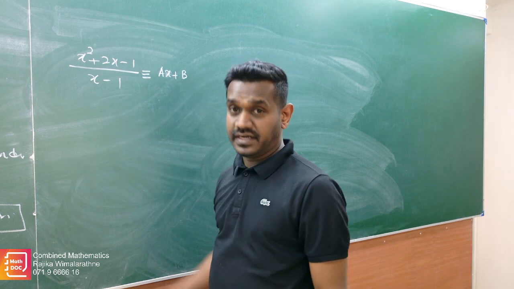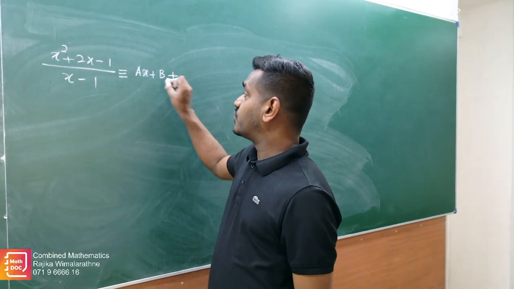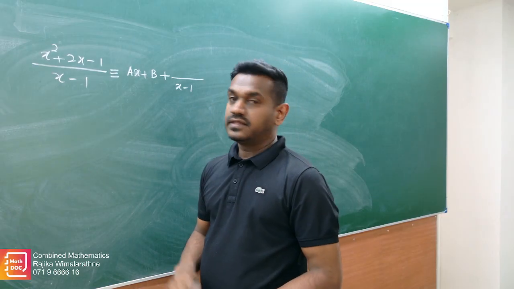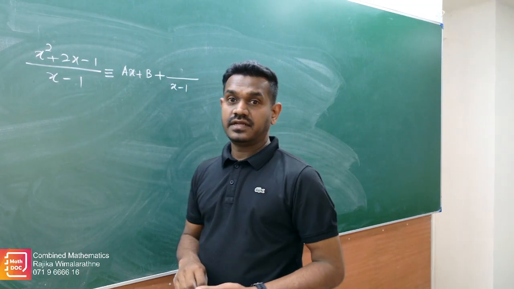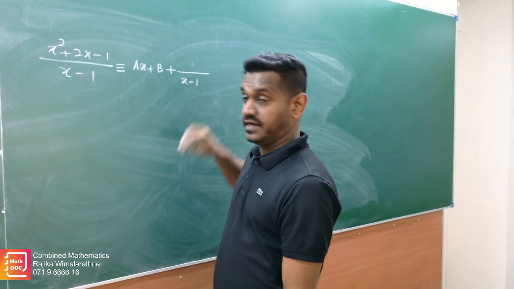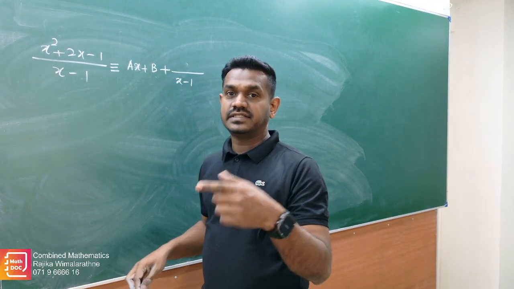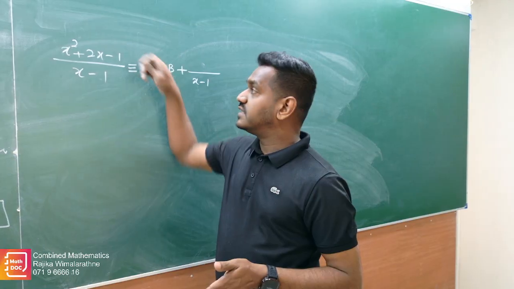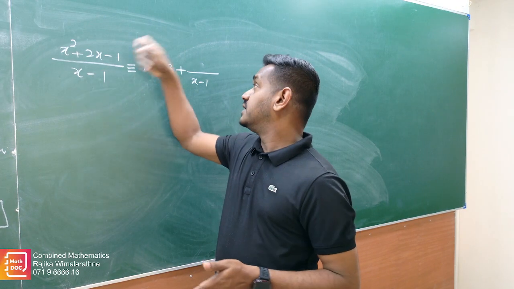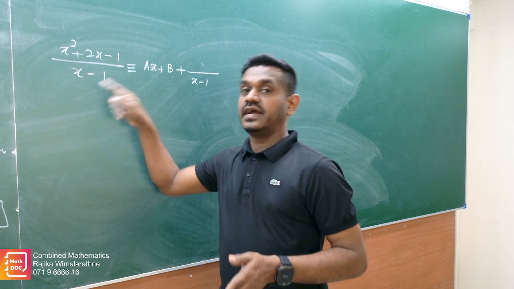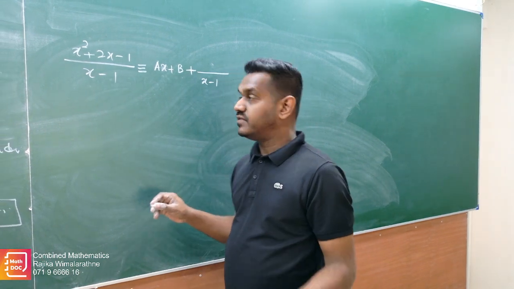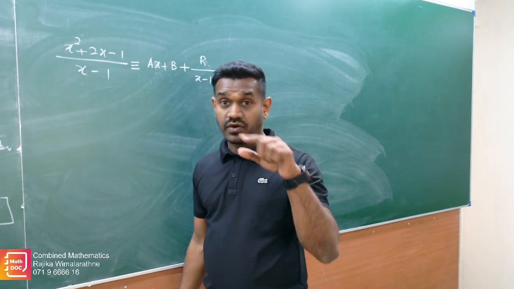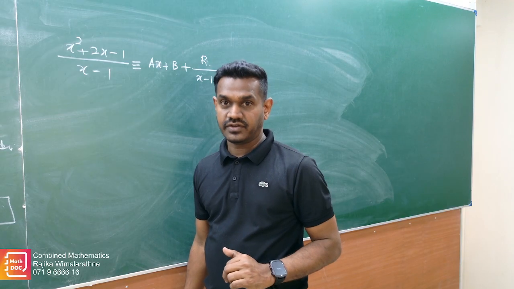You write the general degree 1 expression. That is the quotient. And here the denominator is x minus 1. Then the remainder will have a degree less than that of x minus 1, less than 1, so 1 minus 1 gives 0, a power 0 expression. I told you the division algorithm property: the quotient degree is the numerator degree minus the denominator degree, and the remainder degree is less than the denominator degree. A power 0 expression is only a constant.